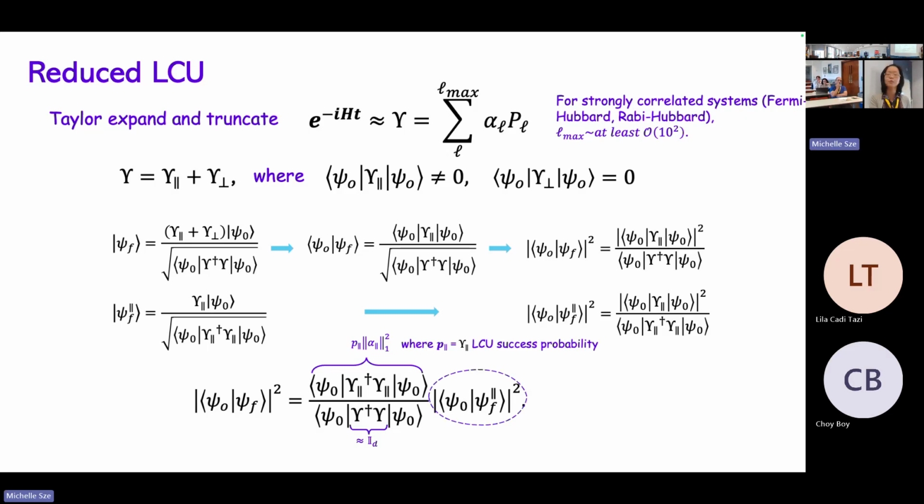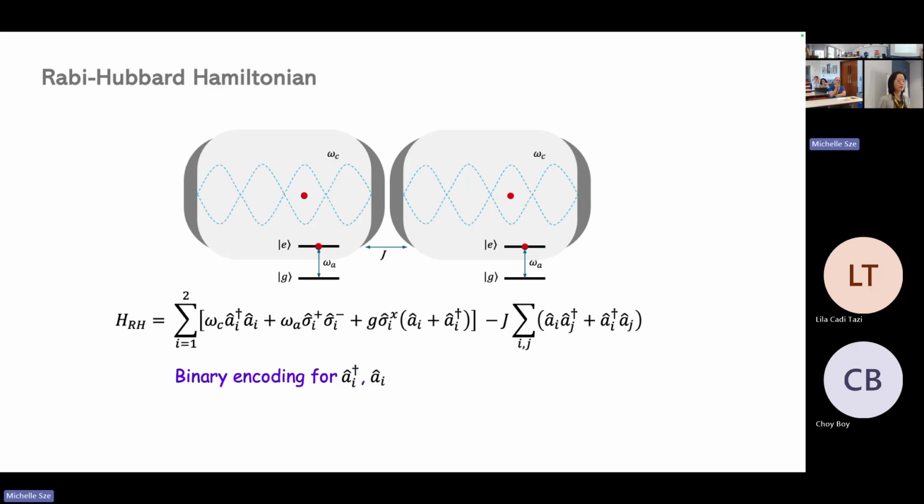Yeah, and then we test this method for a Rabi-Hubbard Hamiltonian. This is the simplest case of a Rabi-Hubbard Hamiltonian, a light-matter interaction Hamiltonian. Here, I only considered 2 cavities.